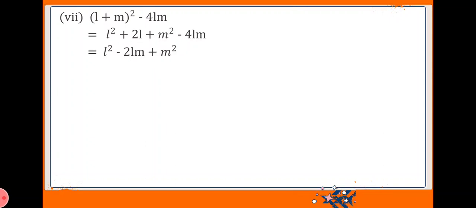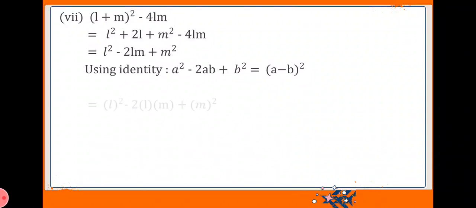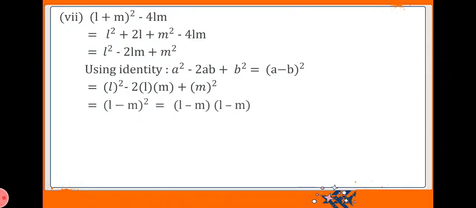Now, as you can see, the first term is the perfect square of L, the last term is the perfect square of M, and the middle term, minus 2LM, is 2 into the first term into the last term. So again we can use the identity a square minus 2ab plus b square equal to a minus b whole square, that is equal to L square minus 2 into L into M plus M whole square, that is equal to L minus M whole square equal to L minus M into L minus M.